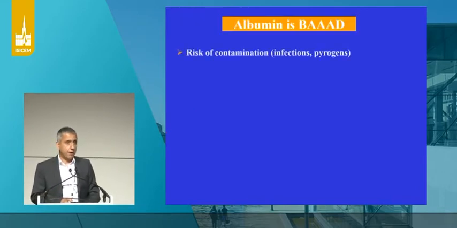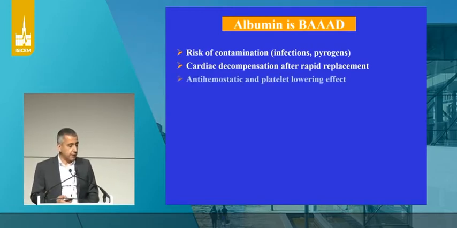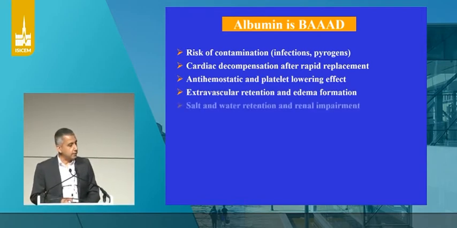We also have a list of possible bad sides of albumin being a blood product. It may be subjected to infections, for example, cardiac decompensation, if you use it the wrong way and give a very large amount of human albumin in patients with cardiac decompensation. Also antiplatelet effects, extravascular retention, as discussed during the first lecture. It may exudate in patients with sepsis due to capillary leakage.